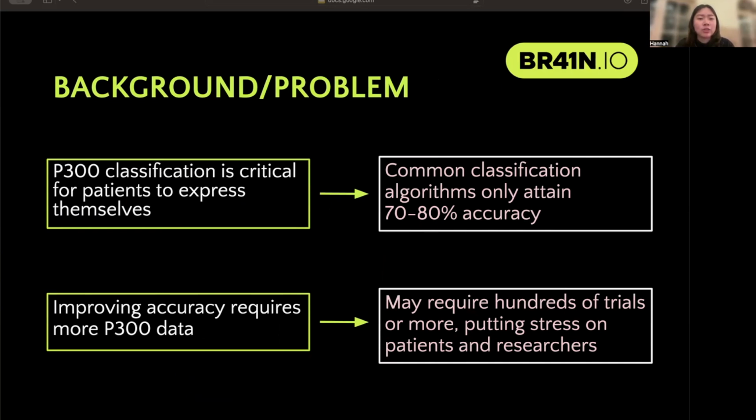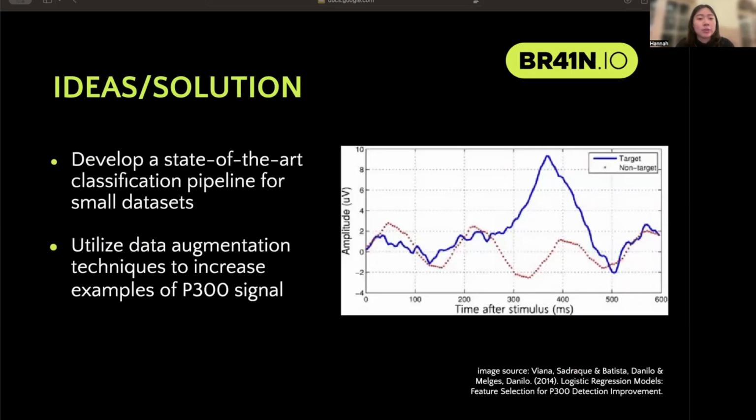Improving model accuracy usually requires more data, but collecting enough responses requires hundreds of trials or more, putting stress on patients and researchers. To solve this, we developed a state-of-the-art classification pipeline for small data sets with data augmentation.